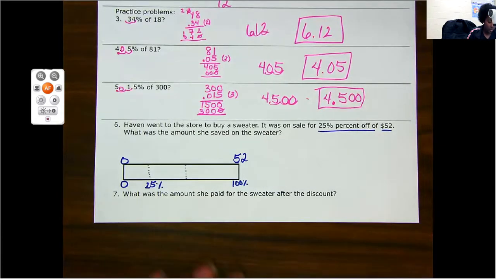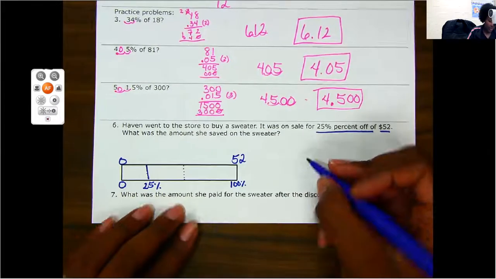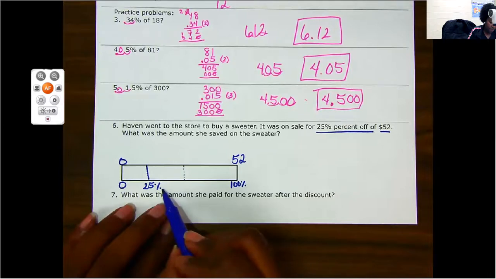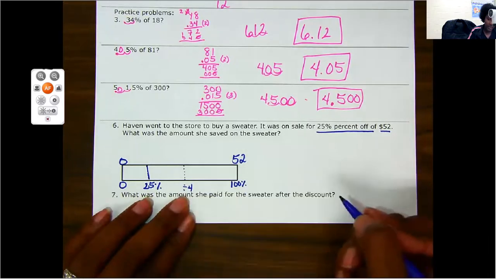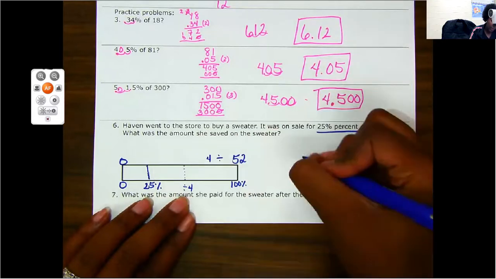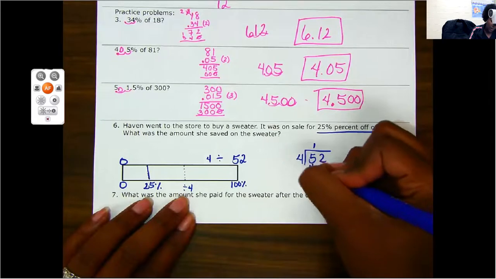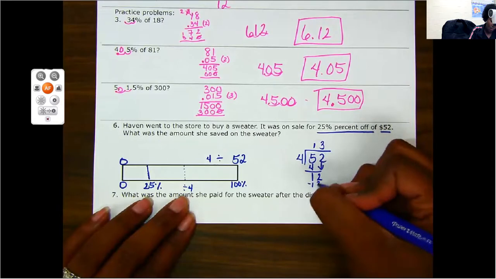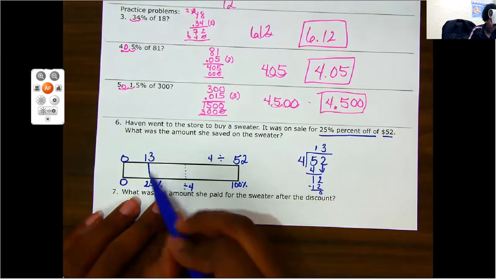Okay, now I'm going to see if I can find a proportion that I can use here. Can I do something to get from 100 to 25? I actually can. I can divide by 4 to get to 25%. So that means I should be able to divide 52 by 4 to get to this missing number. 52 divided by 4, we're going to 5 one time. And then 3. Okay, so $13 is what the 25% represents.